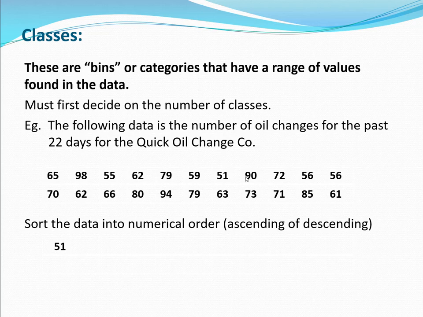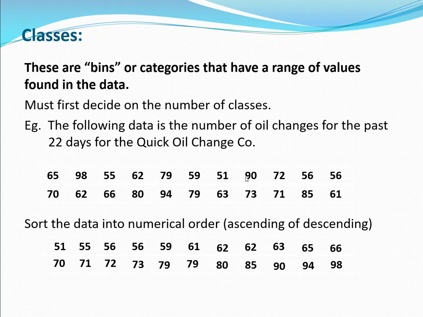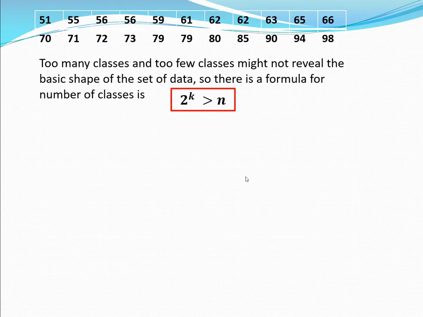That's fairly simple. We know our lowest number is 51, and then our next day of oil changes is 55, and then we have 2 days where there were 56 oil changes, so remember to include repetitions, and so on. So in ascending order, we have our oil changes that look like this: 22 days of oil changes. The lowest day had 51 oil changes, the highest day had 98. Now we want to be able to put them into classes.